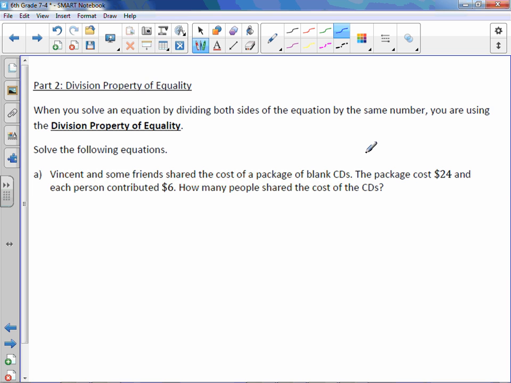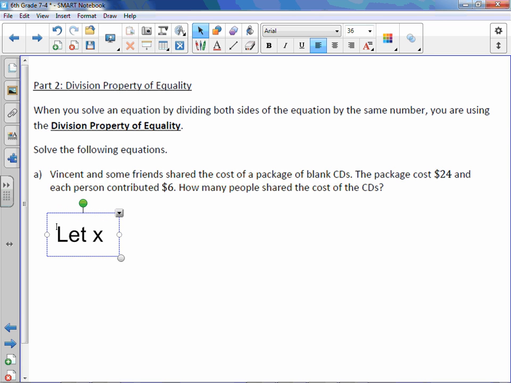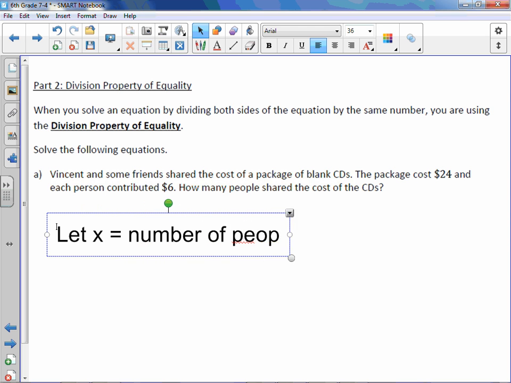Vincent and some friends shared the cost of a package of blank CDs. The package cost $24, and each person contributed $6. How many people shared the cost of the CDs? Well, we need a let statement. So let x equal, we're talking about people, so number of people.